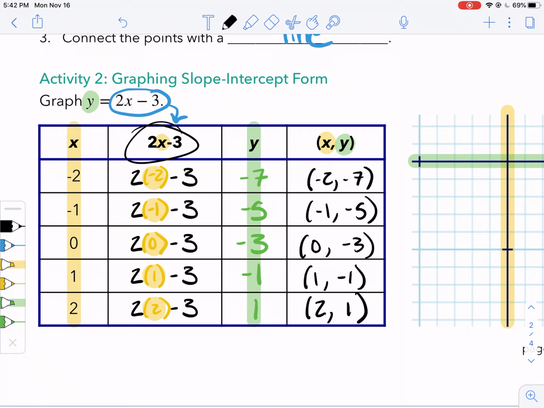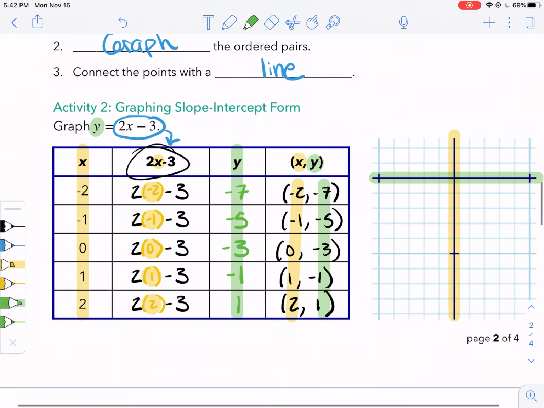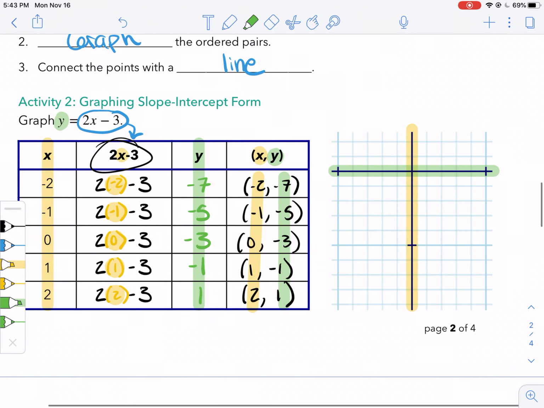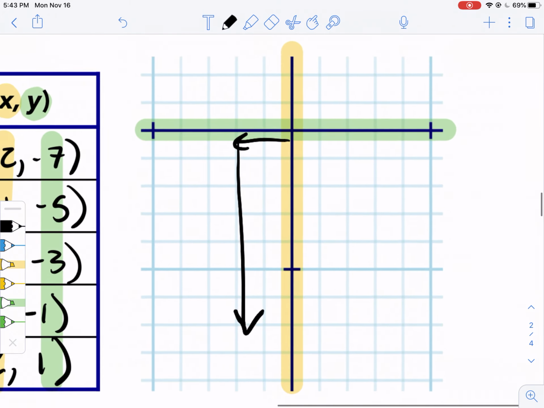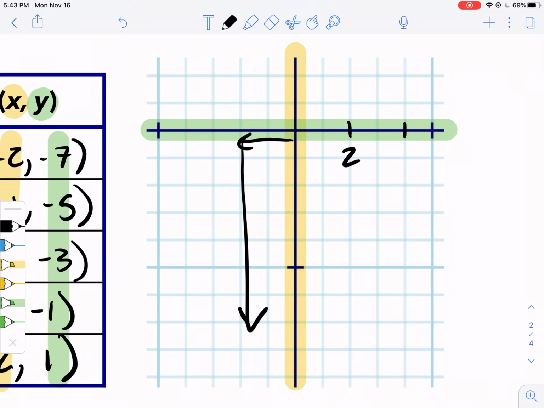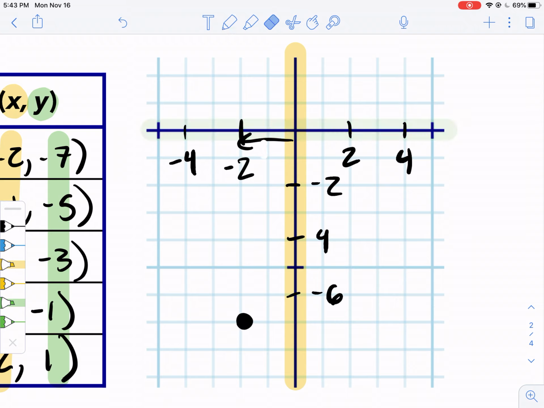So we're going to use all of our x's to tell us right or left, and all of our y's to tell us up or down. So to graph -2, -7, we go backwards 2, down 7. Oh, it's also important to label your axes. I just like to label every other one because it's easier. So this is -2, -4, -6, which gives us -7 right there. Oh man, I lost my highlighting. I found my highlighting. Okay.